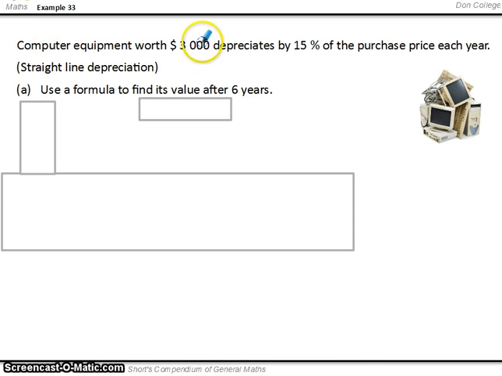Okay, now this is an interesting one. Computer equipment worth $3,000 depreciates by 15% of the purchase price each year. Now, this looks like reducing balance because it says percent, but it's not, because it's not the book value. If it was 15% of the book value, it would reduce by 15% of whatever it was worth at the start of each year. But if it's 15% of the purchase price, well, that's $450, and it's reducing by $450 every year because it's the purchase price. So it's a fixed amount it goes down by each year.